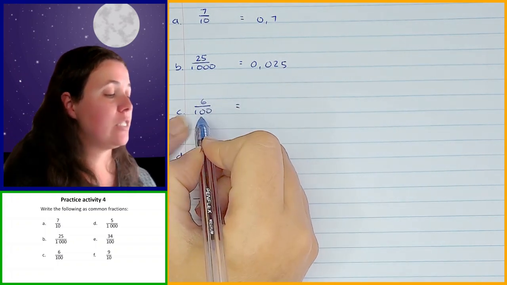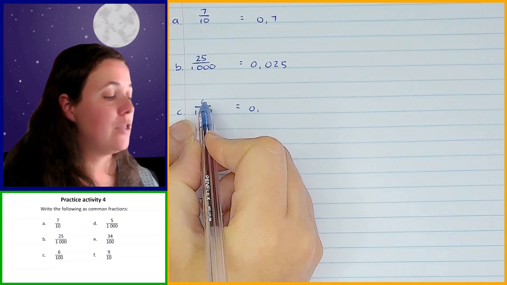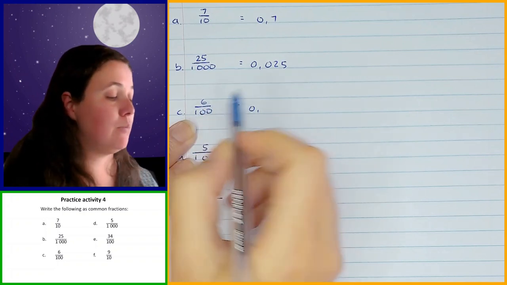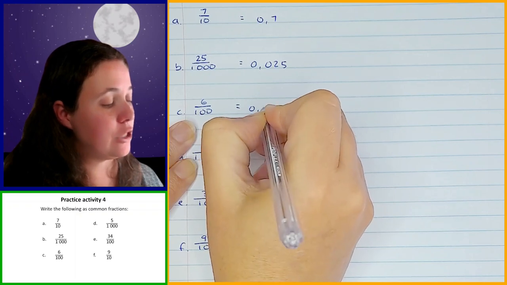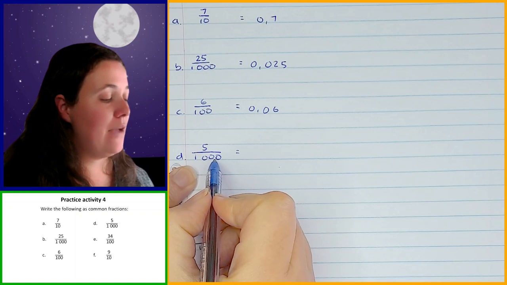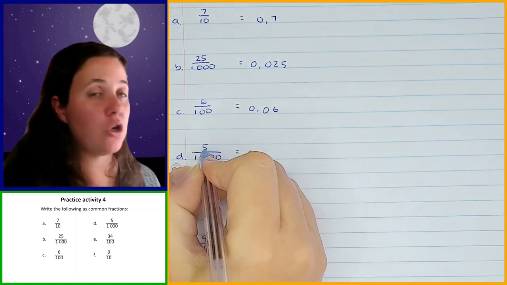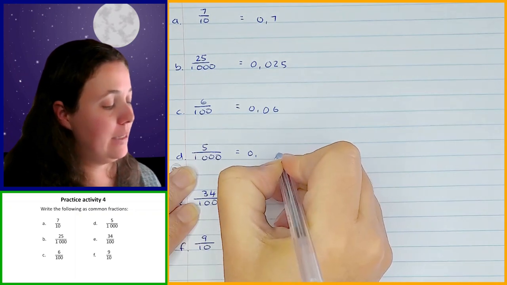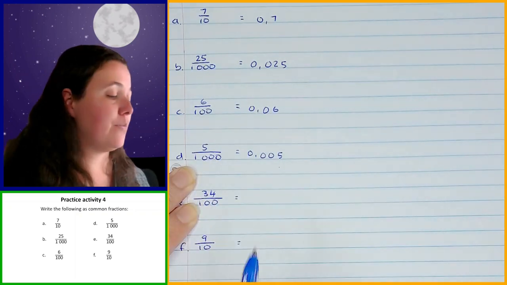The next one, 6/100. I've got 0, comma, and then the 6 must go in the hundredths position. So that's going to be over there. I need to fill in that tenths position with a 0. Next, I've got 5/1,000. So that's going to be 0, comma. The 5 must go in the thousandths position, which is over here. The hundredths position needs a 0 and the tenths position needs a 0.